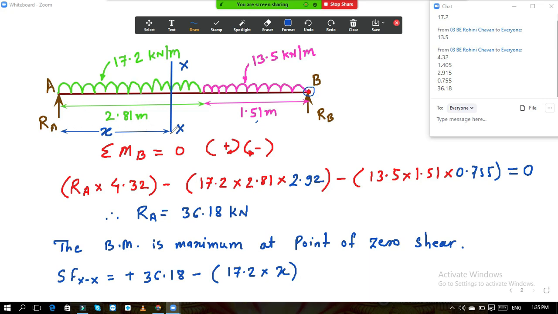Why have I considered only the length x? Because we are considering the left hand side of this section xx. We don't know the length, so we have assumed this length as x. So it is 17.2 into x. This is the conversion of UDL into the point load. Still this is the force. We have not multiplied any quantity in the shear force equation by the perpendicular distance, as we are not calculating the moment, we are calculating the shear force across the section xx. So now this is the equation of the shear force.